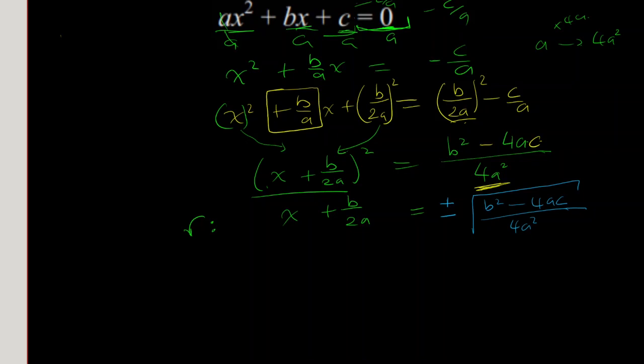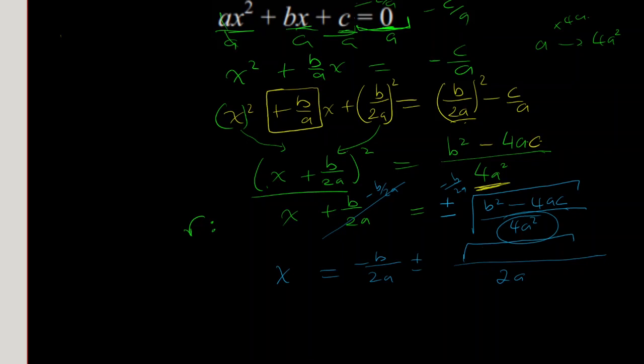Well, let's try and clean this up. So we'll have x, now we're going to subtract b over 2a from the left, and then subtract it from the right as well, which means that zeroes out, and we have x is equal to minus b over 2a plus minus, well, the square root of 4a squared. The square root of 4 is just 2, and the square root of a squared is just a. So at the top we'll have the exact same, b squared minus 4ac.